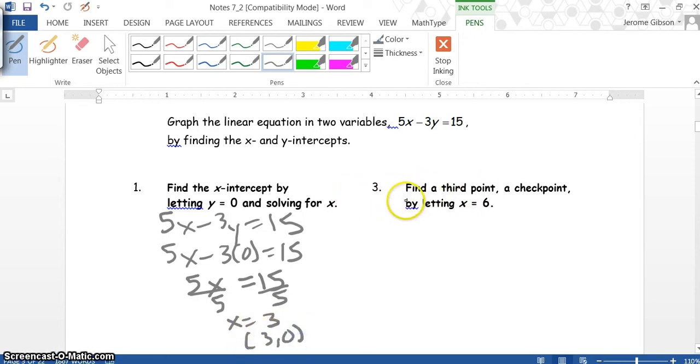Now let's look at number 3. It says find the third point, a checkpoint, by letting x equal 6. So we would take this equation and substitute in 6 for x.